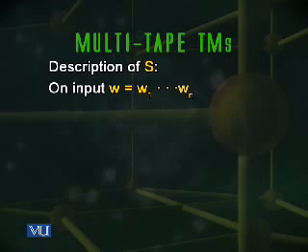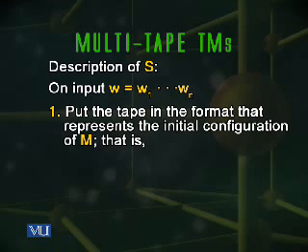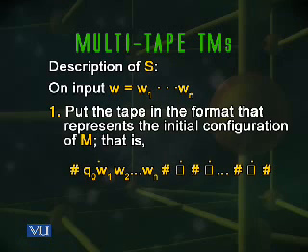Let us say that the input to M is W, which is equal to W1, W2 up to Wn. What S is going to do is put its tape into the following format. We will have a hash sign followed by W1 with a dot on top of it. Then we will write W2 up to Wn. Then there will be another hash sign and there will be a box with a dot on top of it. There will be actually K-1 such things over there. This shows that the machine M is actually reading the first input symbol and all its other tapes are blank.